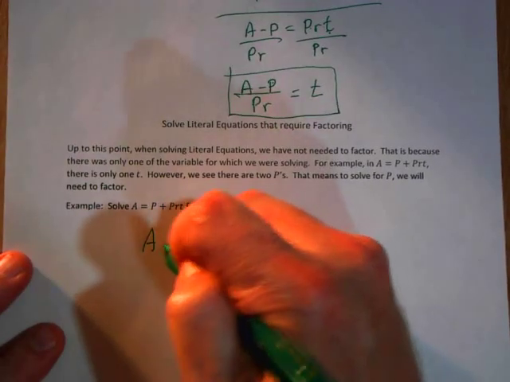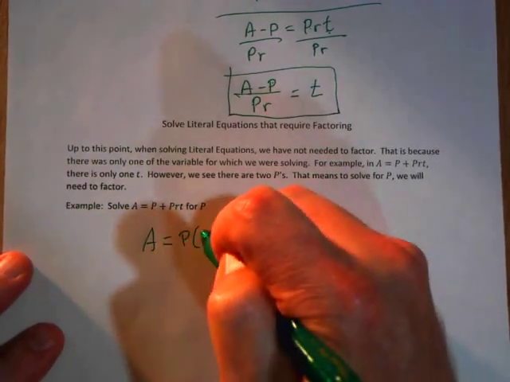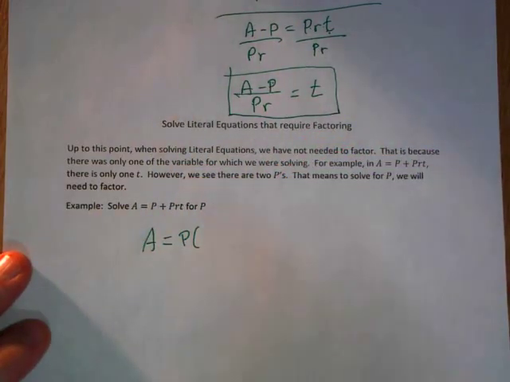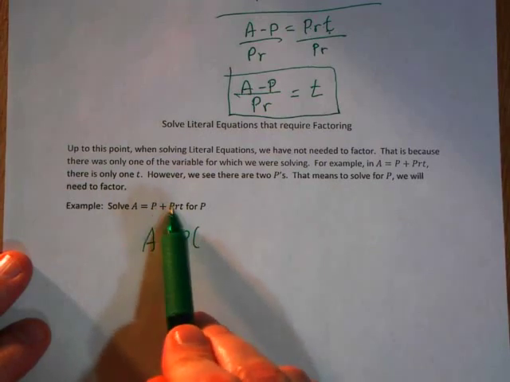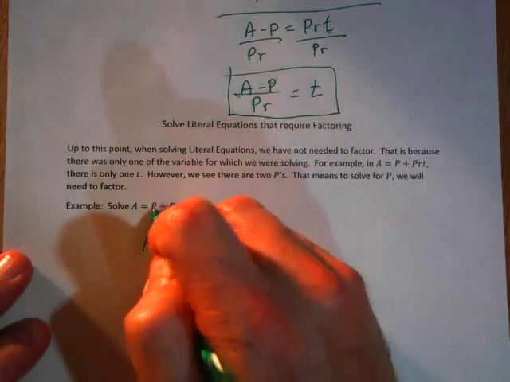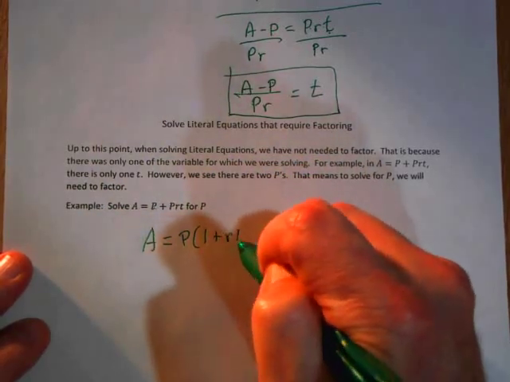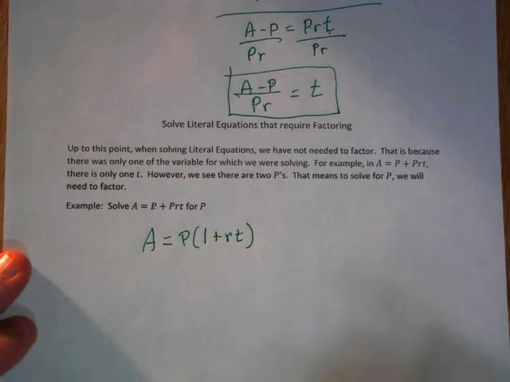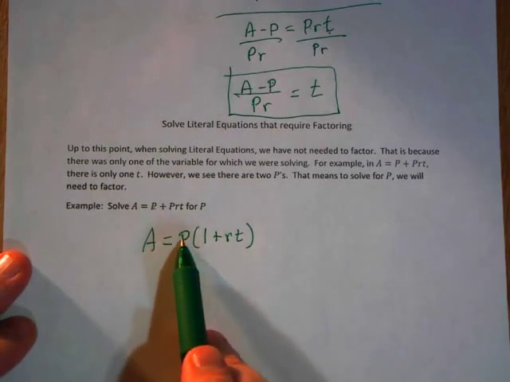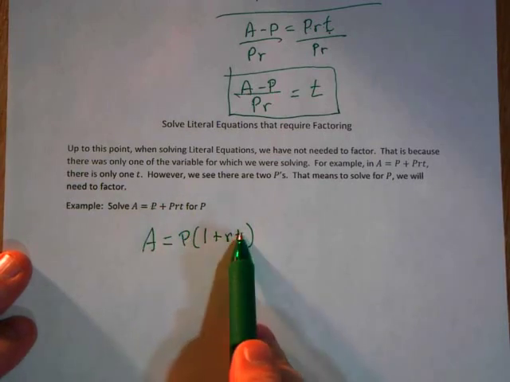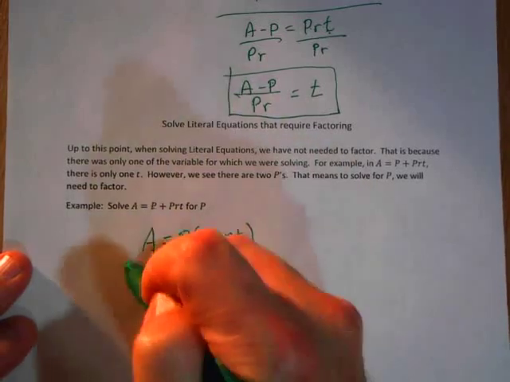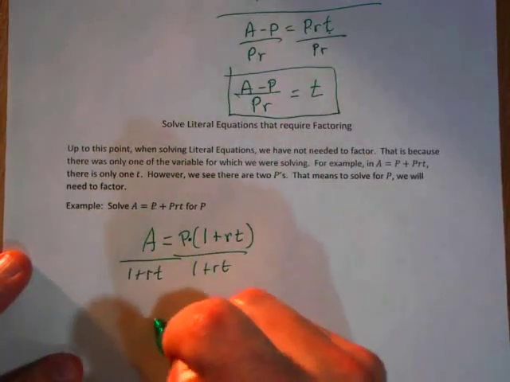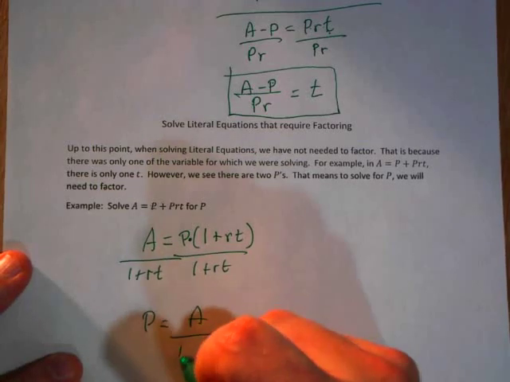All right, so let's take this equation and solve it for p. Oops. Well, I kind of gave away the first step. The first step is we're going to factor. We notice we have two p's. The p is in common, so we factor out the p. When I factor out the p, I have 1 plus rt left over. I have the 1 because if I were to distribute, p times 1 would give me the p, and p times rt would give me the prt. Pretty easy to forget that 1. Now, I notice the p is connected by a multiply, so I do a divide. My answer is p equals a over 1 plus rt.